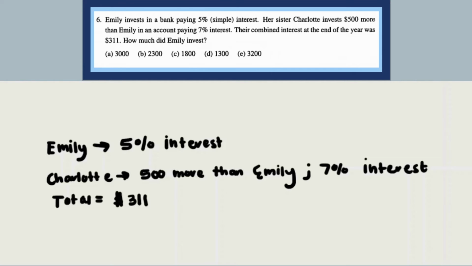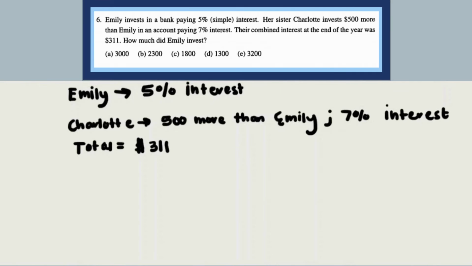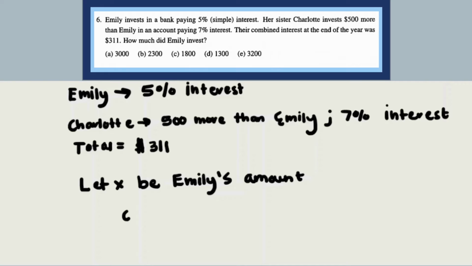So we're going to let X be Emily's initial amount. When we set up this equation, we know that their combined amounts was $311. So we're going to write this as 0.05 times X, which represents Emily's interest times her initial amount. And then plus Charlotte's interest, which was 0.07 times, because her initial amount was $500 more than Emily, X plus 500. And then we know that both their combined interest was equal to $311.